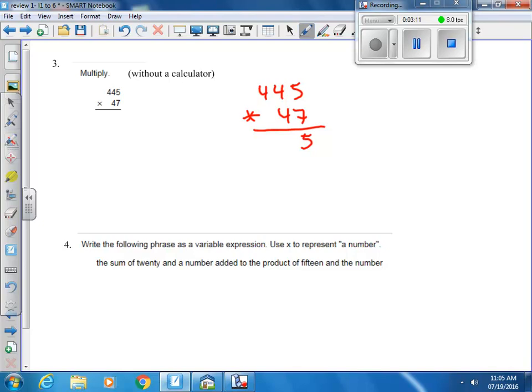5 times 7 is 35. Carry the 3. 7 times 4 is 28 plus the 3. Then you put a 0 here as a placeholder, and then I'll just highlight this in another color. Then you move in here. 5 times 4 is 20. Put the 0, carry the 2. 4 times 4 is 16. 18, carry the 1. 4 times 4 is 16. Plus 1 is 17. And let's record.